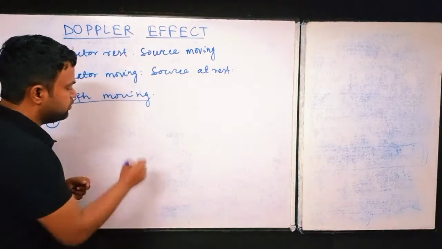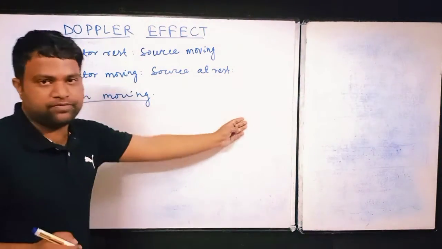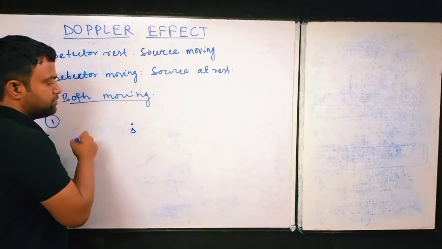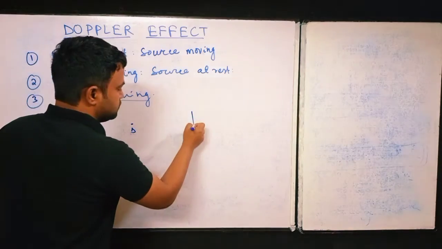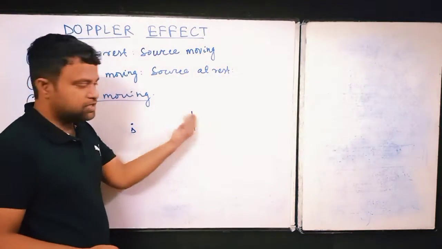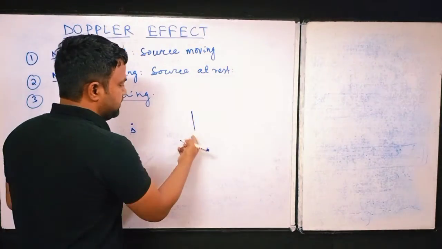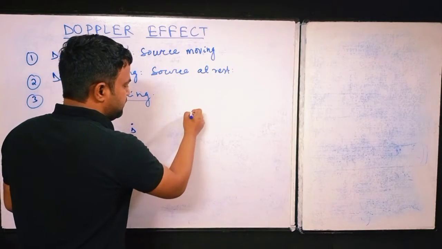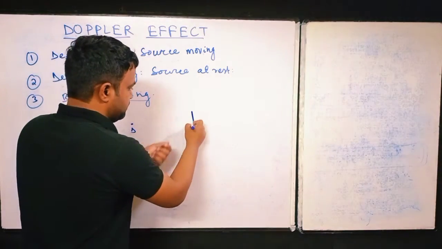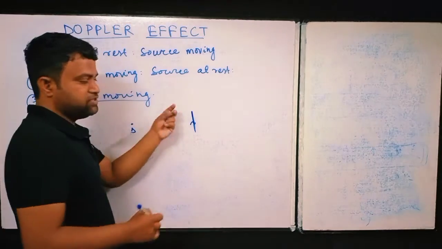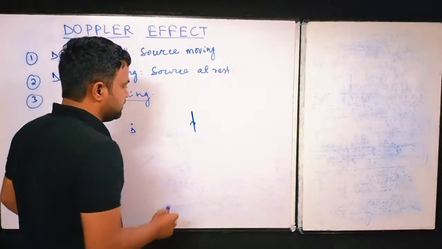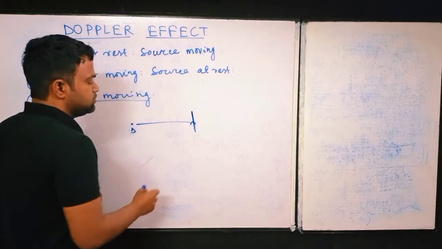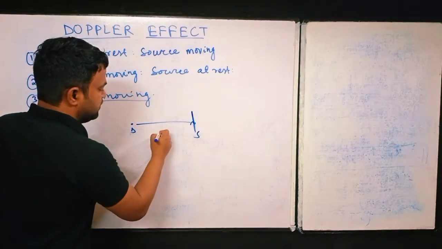Let's say the source is moving away from the detector. Here is your detector, let's say D, and this is your source, which is producing a longitudinal sound wave. So compression, rarefaction, it is producing the sound and produces the first pulse, or first compression, here. Now let's say the initial distance between the source and the detector is L.